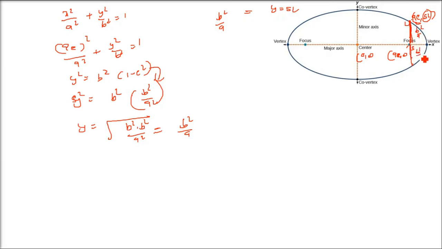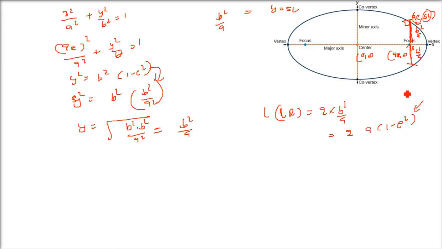How about the full length? Latus rectum is the full length. b square by a plus b square by a, or you can say 2 b square by a. So the length of the latus rectum, a line passing through the focus, cutting 2 points on the ellipse and parallel to the axis, is 2 b square by a. You can also write b square as a square (1 minus e square), so 2a(1 minus e square).